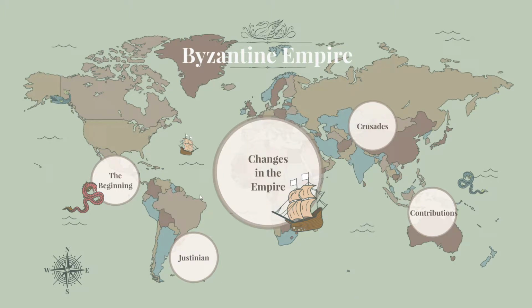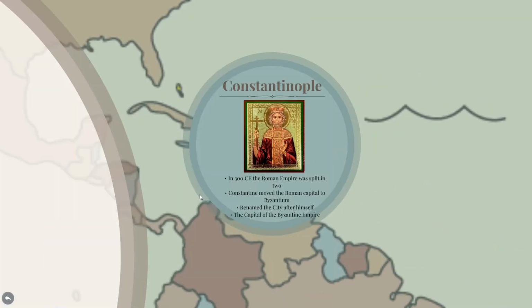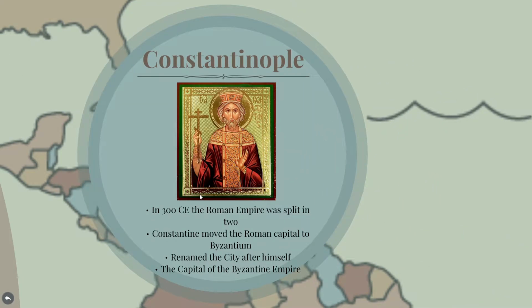The Byzantine Empire of the Middle Ages reached from 330 CE to the 1400s. It was also known as the Eastern Roman Empire. The Roman Empire split into two: the Western Roman Empire and the Eastern Roman Empire. Right in the middle, we have Constantinople, which is the creation of Constantine I.